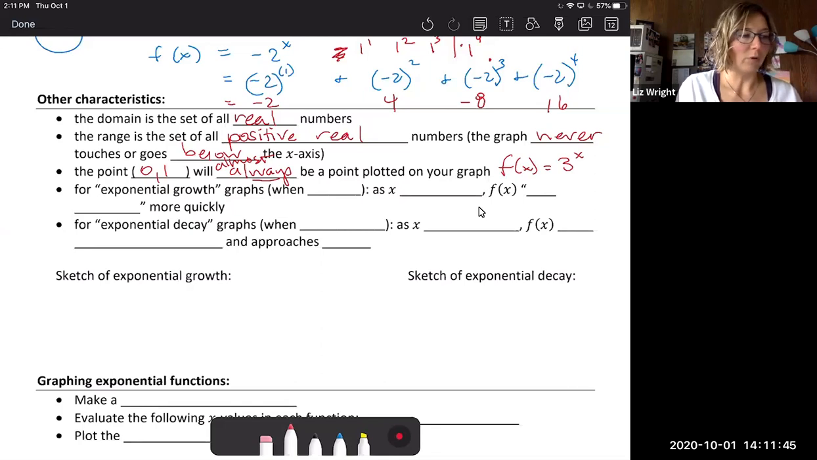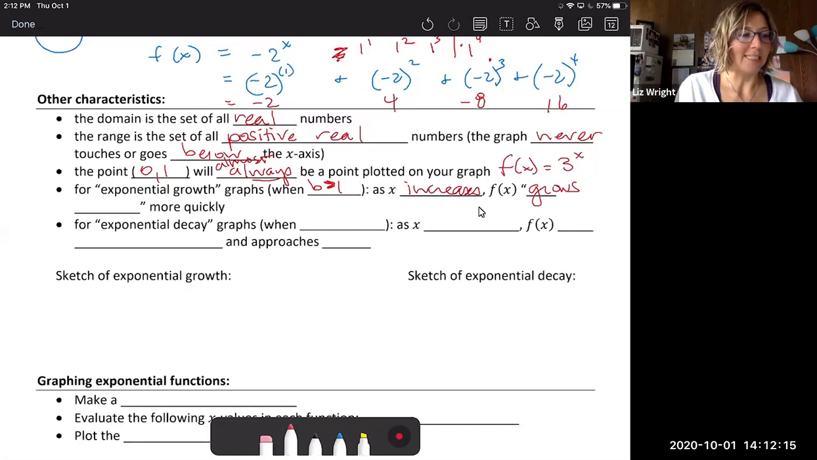For exponential growth graphs, when b is greater than 1, as x increases, f of x grows. So these are your y values, right? As your x values, your inputs, increase, your y values or your outputs are going to grow more quickly.